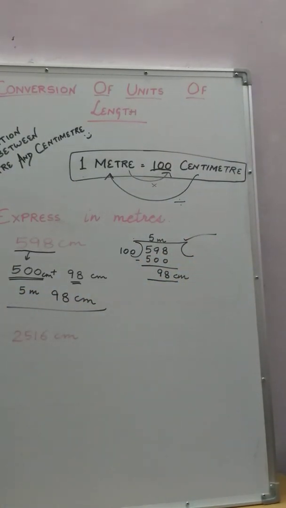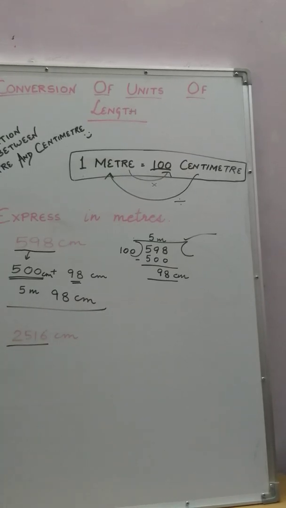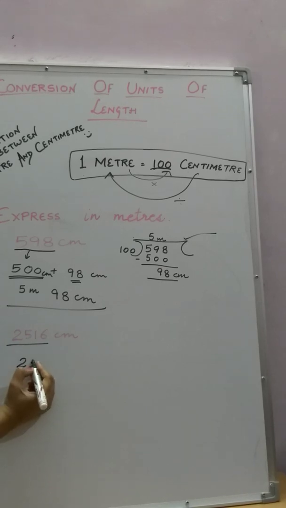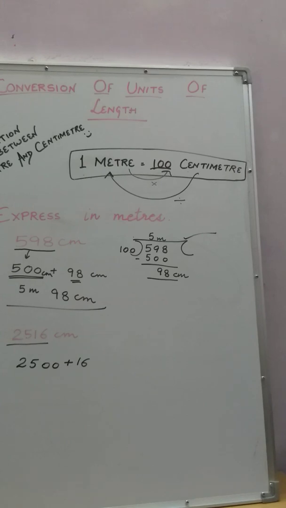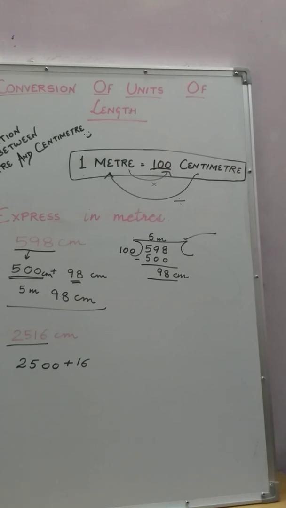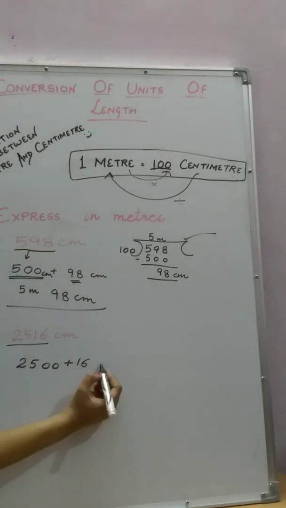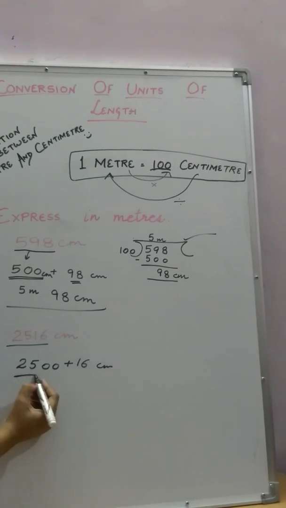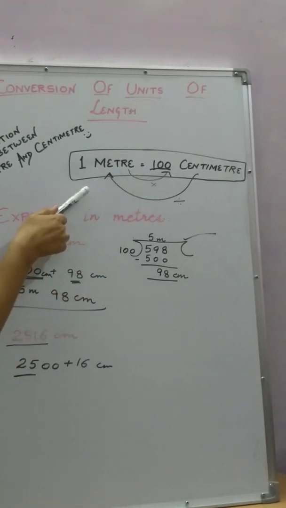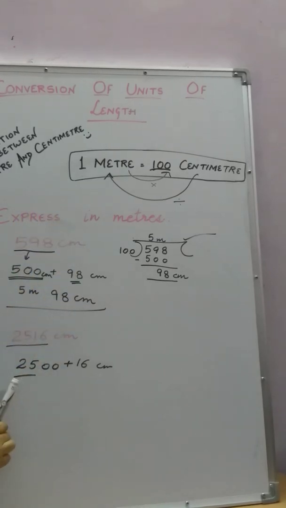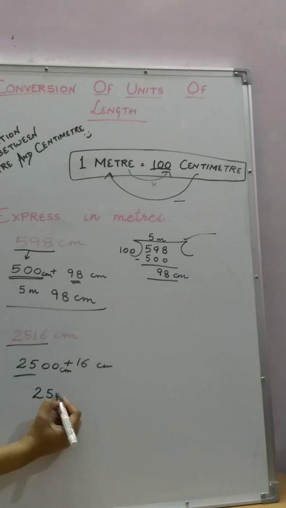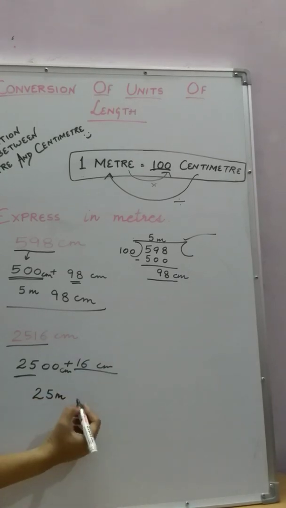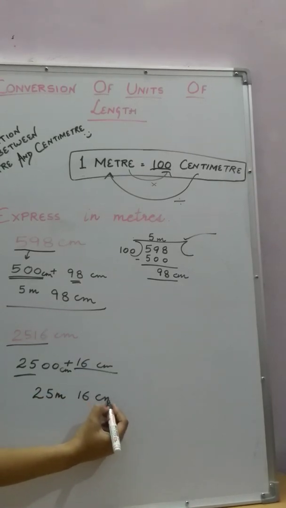Let's see another example. Here we have 2516. So it can be 2500 plus 16. Now 100 centimeter equals 1 meter. So 2500 centimeter equals 25 meter and this 16 centimeter.